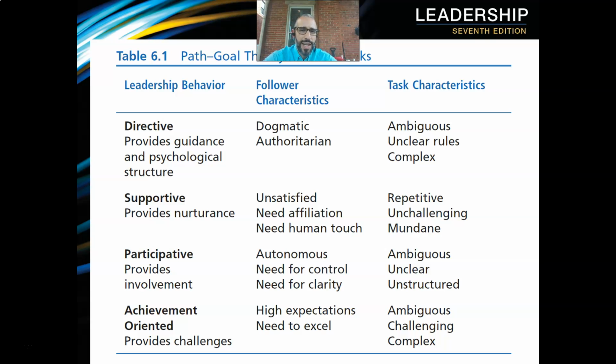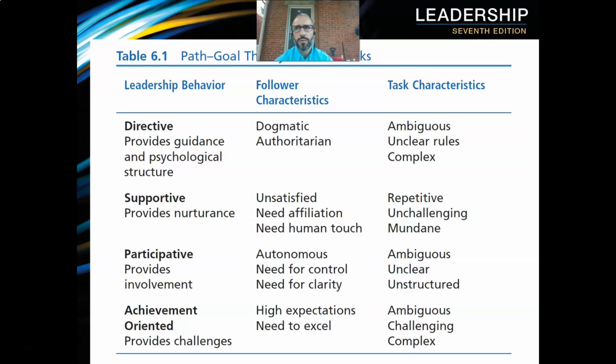So path goal is kind of an extension of situational theory, and then it's saying, hey, don't just look at the followers' readiness and commitment, or competence and commitment. We also need to understand the type of tasks that they're engaging in. Right, so very similar, but it's just kind of taking it a step further and saying, hey, there's another layer of things that we're not really considering.